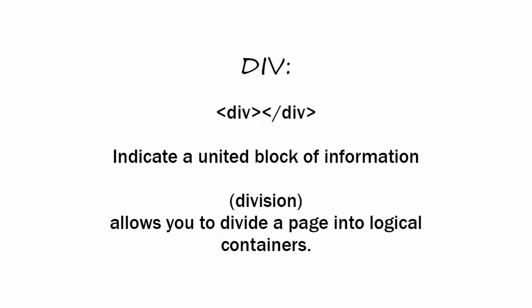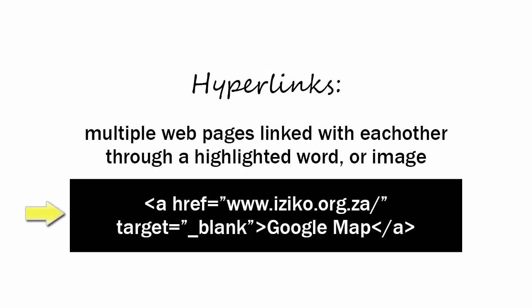The div tag is used to indicate a united block of information. In HTML alone, it doesn't appear too impressive, but used in conjunction with CSS, it helps to create exciting multiple column layouts. We will look more intensely at this tag in the near future. The hyperlink tag is what made the World Wide Web accessible to a wider audience. This tag enables multiple web pages to be linked with each other through a highlighted word or image.